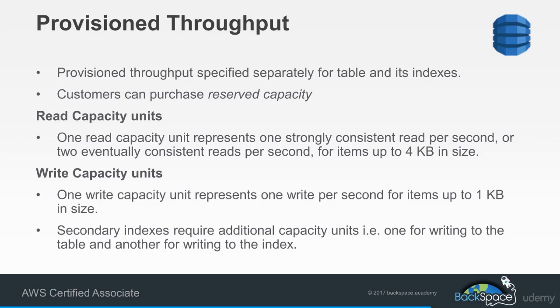One write capacity unit represents one write per second for items up to 1K in size. Secondary indexes, if you've got those, will require additional capacity units when you're writing. So one for writing to the table and another one for writing to the index. Just remember that if you've got secondary indexes, you need to have double the write capacity units that you'll be provisioning. So you need to provision it for both the main table and for the secondary index.